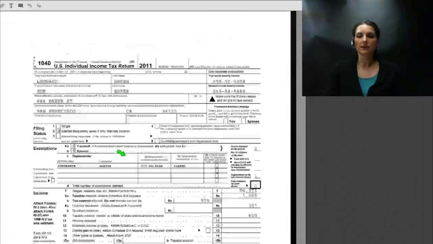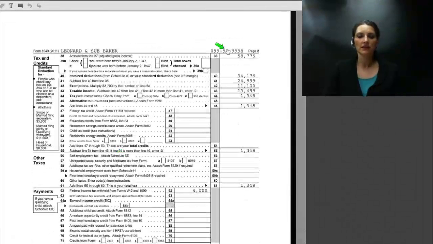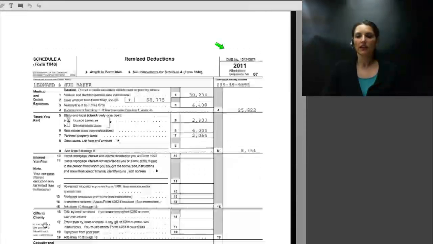The next number we need to make note of is the adjusted gross income. That $58,775 is going to be entered on line 2. So line 1 is the total medical expense. Line 2 is the adjusted gross income. We multiply the adjusted gross income by 7.5%, and we enter $4,408 on line 3. We then on line 4 enter the difference. So the amount of deductible expenses for the Bakers is their total medical minus 7.5% of their AGI.